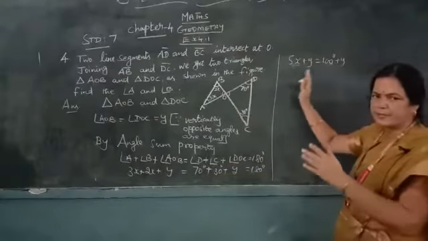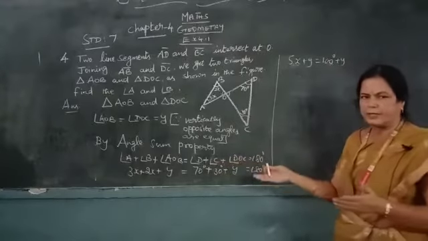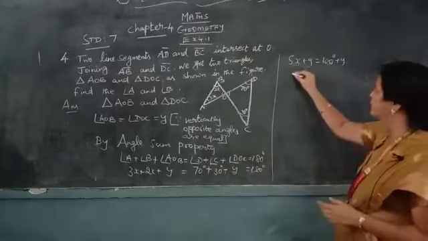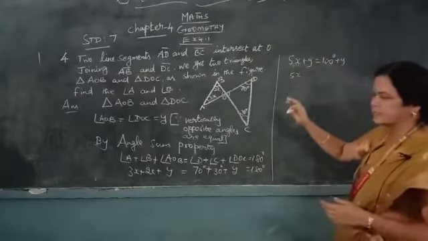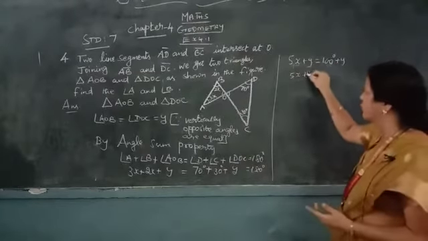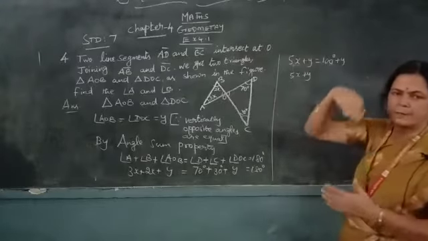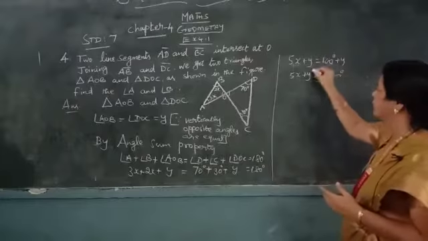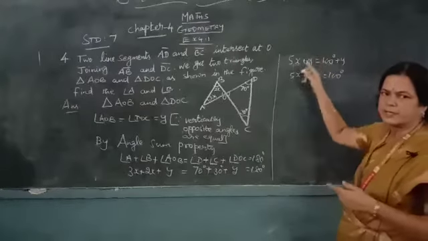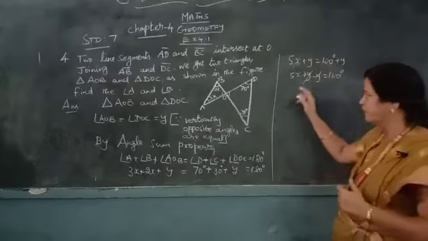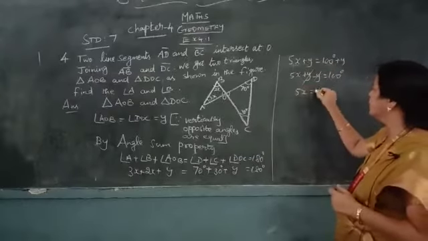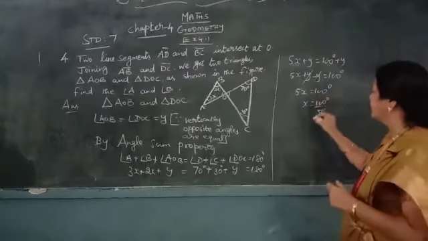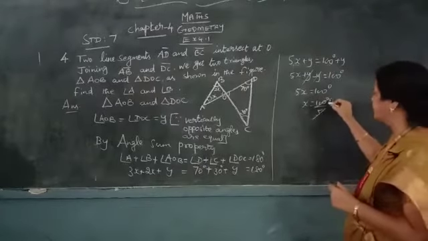Now you are going to compare these two because both have 180 degrees. While comparing, the y will get cancelled. How? I am showing you now. When plus y comes to the other side, it becomes minus y, so y gets cancelled, and 5x equals 100 degrees. Then x equals 100 by 5. 5 times how many is 100? 20 times.